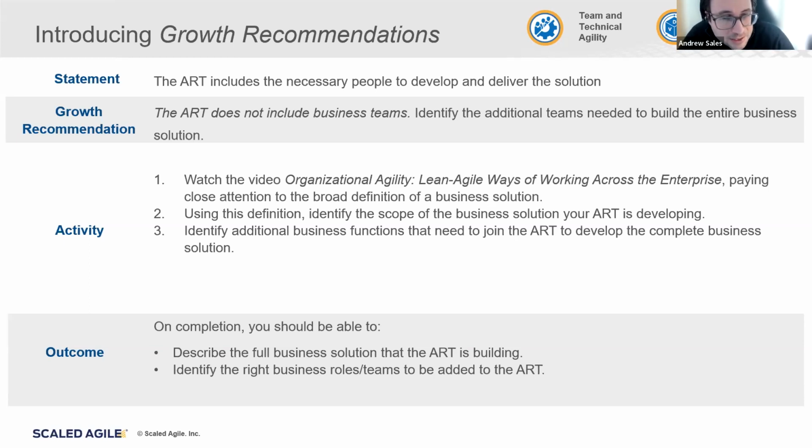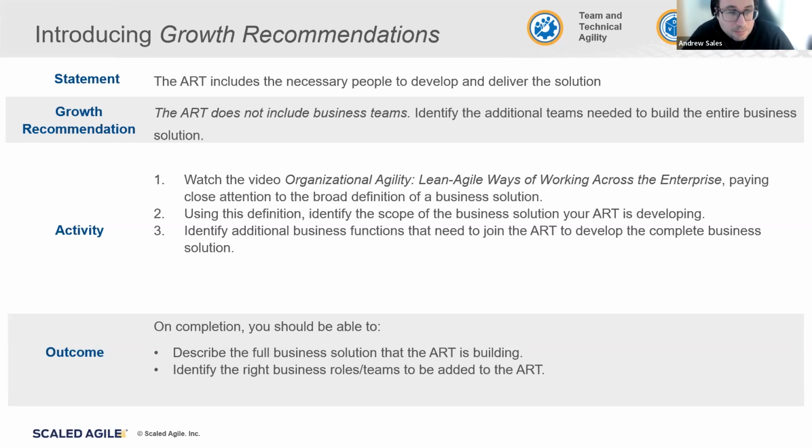They're attached to a particular statement. And then the growth recommendation itself starts with a portion in italics. And the portion in italics talks about a potential root cause. So maybe the reason that you scored low on the statement that says the ART includes all the necessary people to develop and deliver the solution is because the ART does not include business teams. Now, there could be other root causes. And that's why every single assessment statement has up to 5 growth recommendations, because it has a breadth of different root causes. So you can find the one that you think really describes the situation that you're facing.